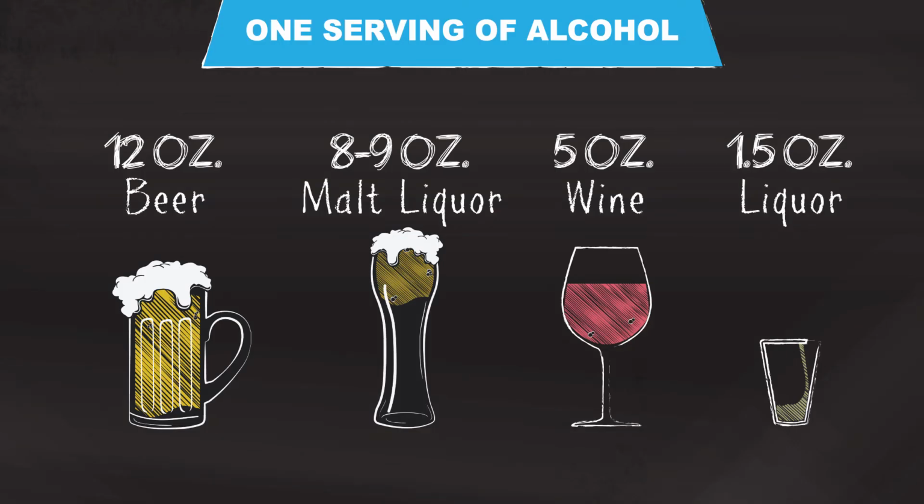First, let's discuss what is meant by a serving of alcohol. The dosage of alcohol you get in a drink depends on what type of alcohol you consume. As you probably know, 1 ounce of vodka has a much higher alcohol content than 1 ounce of beer. The National Institute of Alcohol Abuse and Alcoholism defines a standard drink as 12 ounces of beer, 8 to 9 ounces of malt liquor, 5 ounces of wine, or 1.5 ounces of liquor.